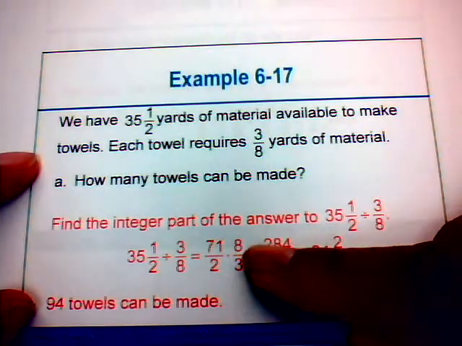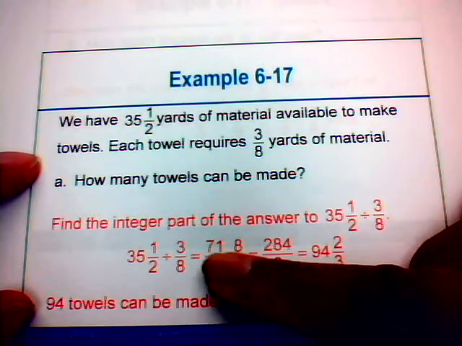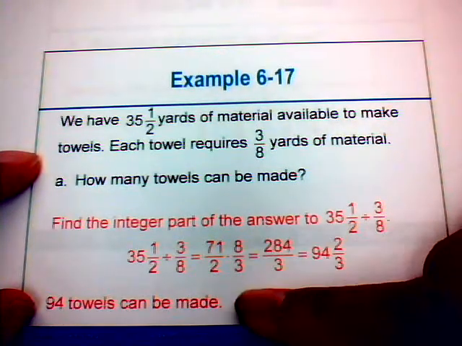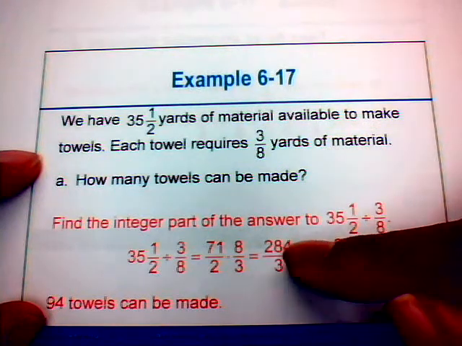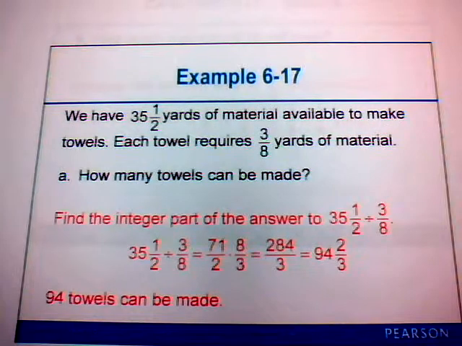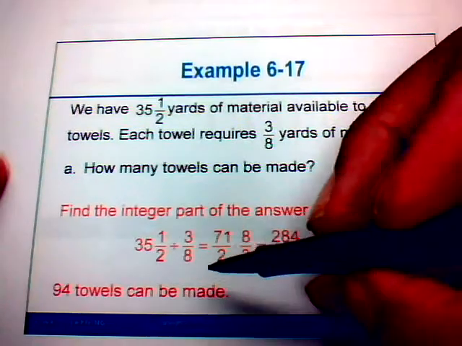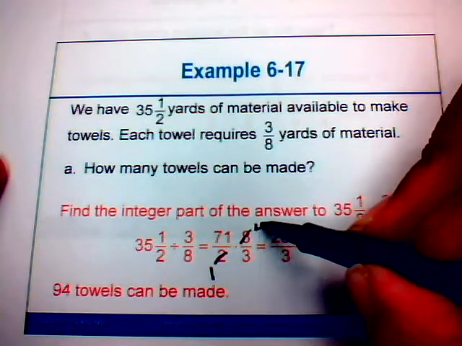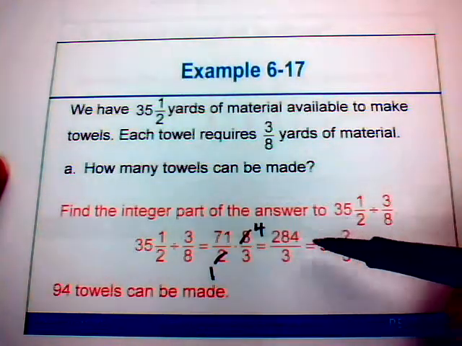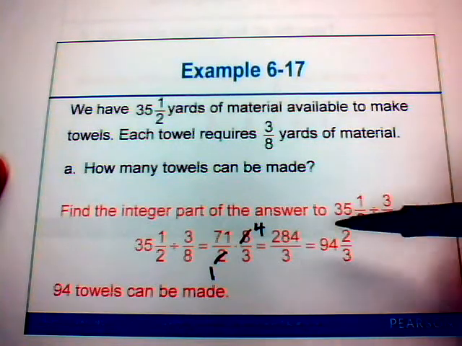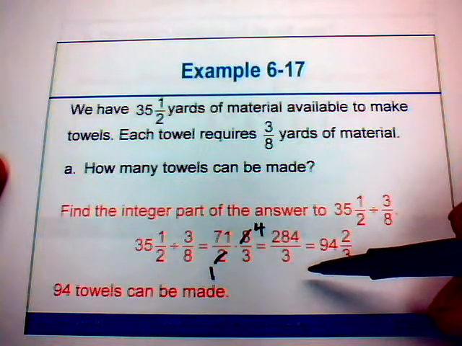Sometimes they call the technique invert and multiply. So you're going to invert 3/8 to 8/3 and then multiply by 71 over 2, which will give you 284 over 3. Now, where did they get the 284 over 3? What they did was they divided the 2 and the 8. Here, 2 goes into itself 1 time, 2 goes into 8 4 times. So 71 times 4 will be 284, divided by 1 times 3, which is 3. So now you have 284 over 3.